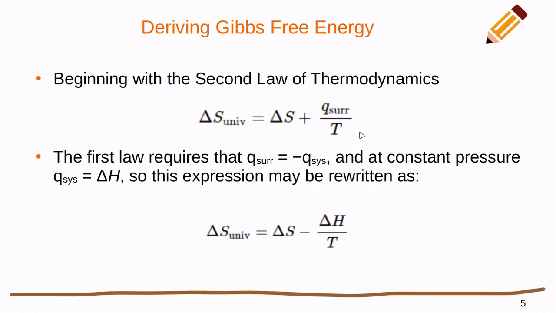Let's see how we can start with our approximation here and come up with delta G. If we start with this expression, the first law of thermodynamics requires that Q surroundings is going to equal negative Q system, and at constant pressure, the Q system is going to equal delta H. So this expression can be rewritten as negative delta H over T.